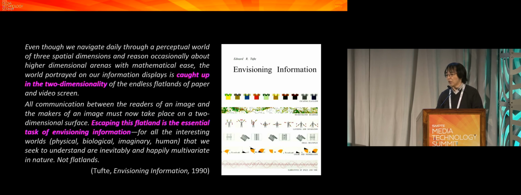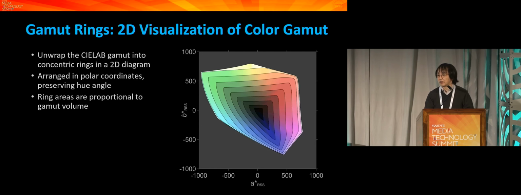That's true, so I devised the Gamut Rings. That's a two-dimensional visualization of color gamut. Gamut Rings unwrap the CIELAB gamut into concentric rings in a 2D diagram arranged in polar coordinates, preserving hue angle, and the ring areas are proportional to gamut volume.